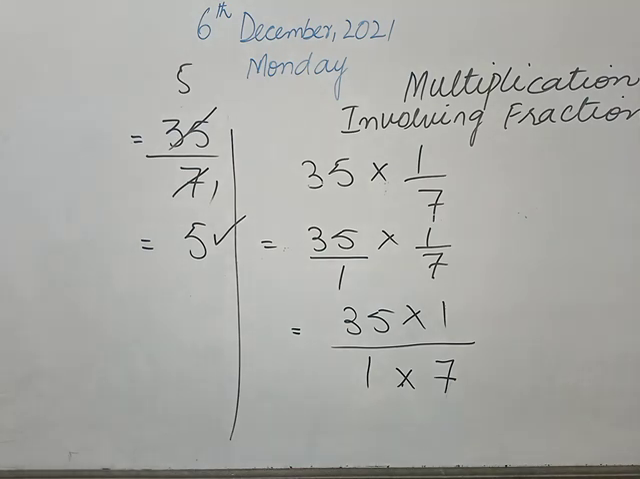In the previous class we have done multiplication involving fractions. If we have a whole number at first place, which is 35, and then we have a multiplication sign, and then we have a fraction here which is 1 by 7. So what would we do? We will simply write in the next step as it is, then we will make a fraction of the whole number. So here we have 35.